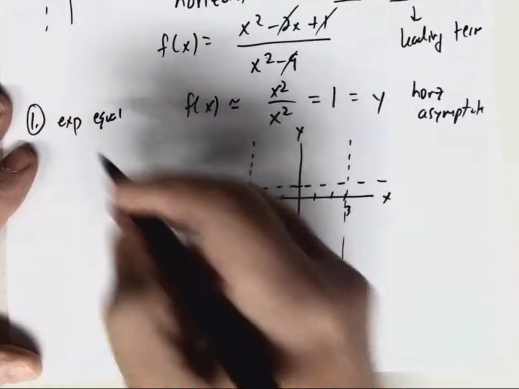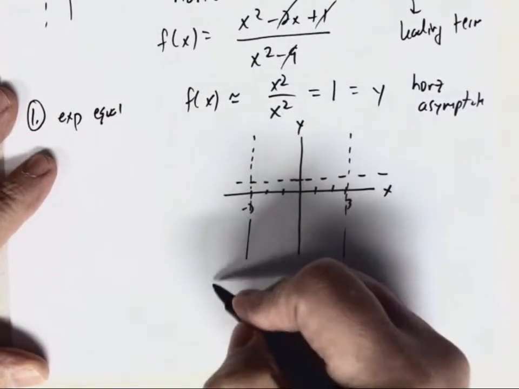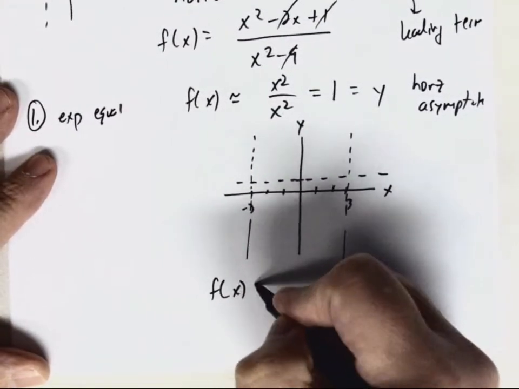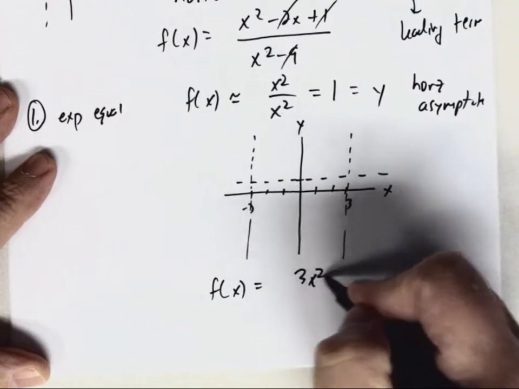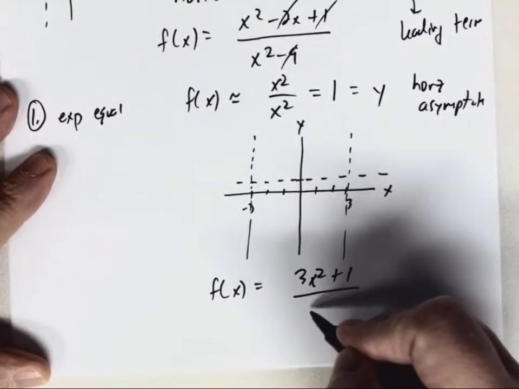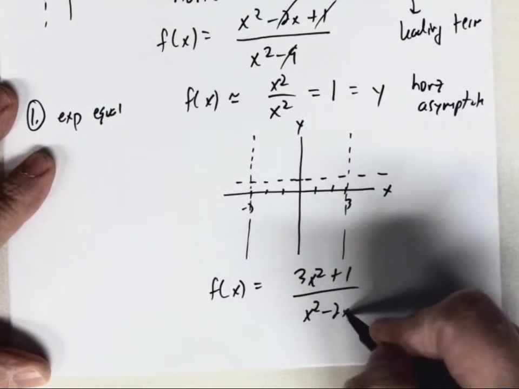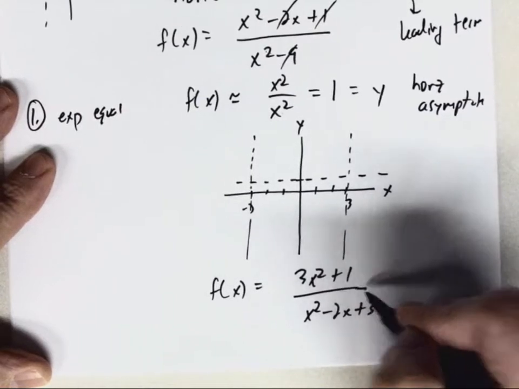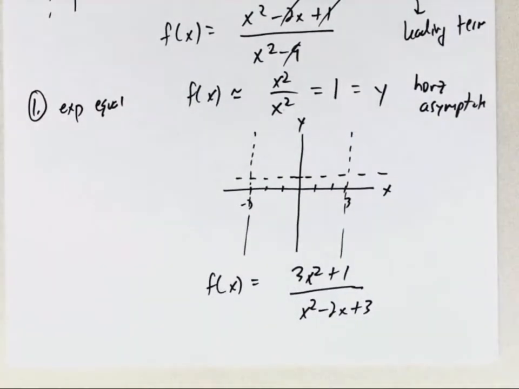Let me do another quick example of when the exponents are equal. How about if I had, here's a rational expression. I'm going to find the horizontal asymptote.